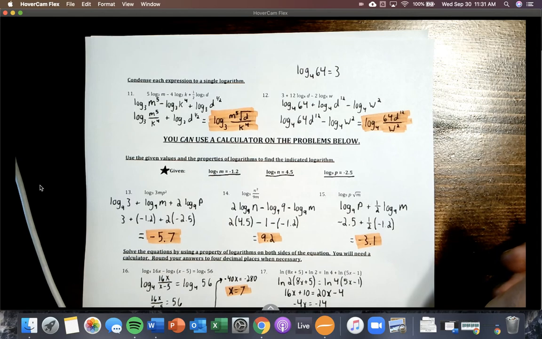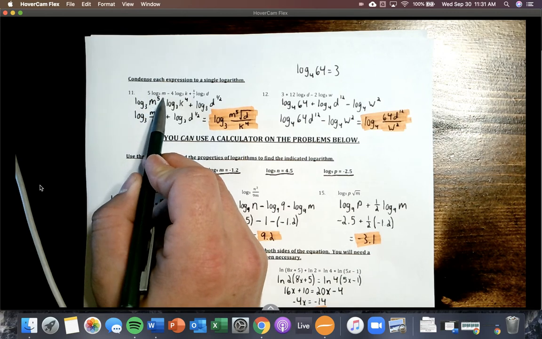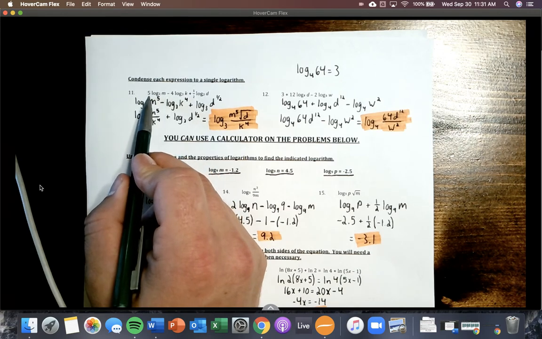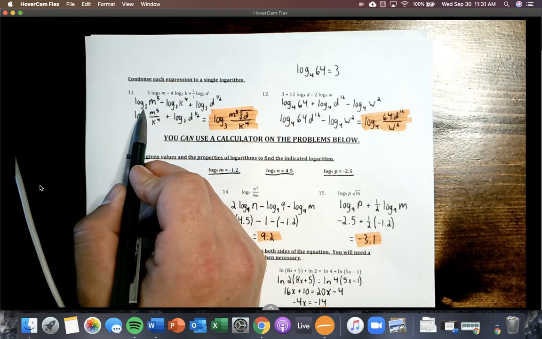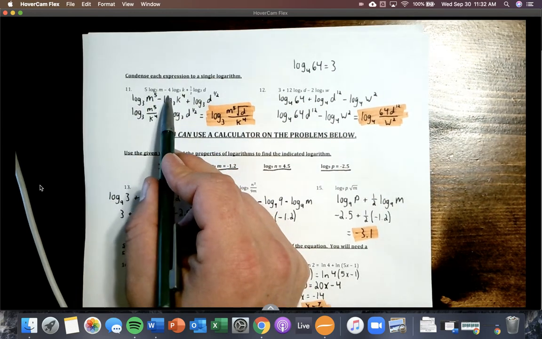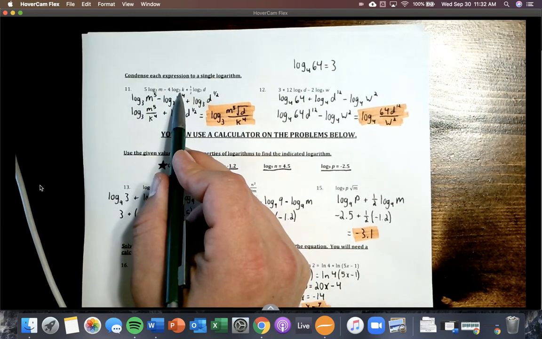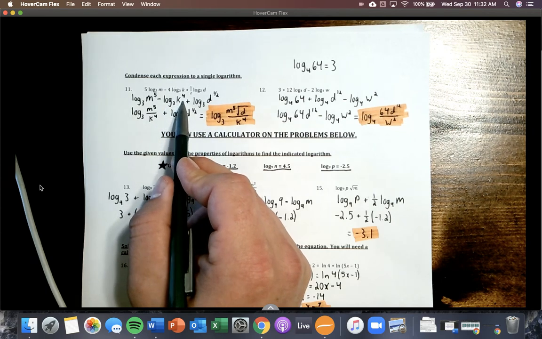Here, we're doing the exact opposite of what we did before, right? So this 5 log base 3 of m, we're going to take this number that's outside and make it the exponent. So this becomes log base 3 of m to the 5th. We can do that same thing with this minus 4 log base 3 of k and make it log base 3 of k raised to the 4th power.